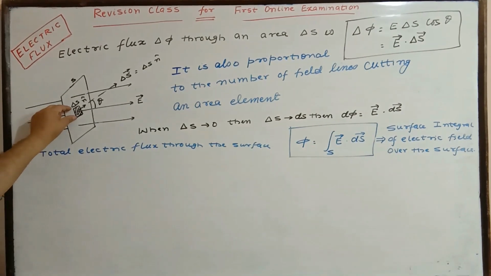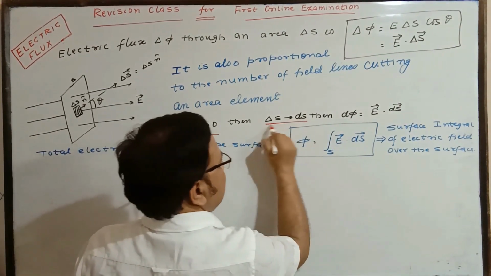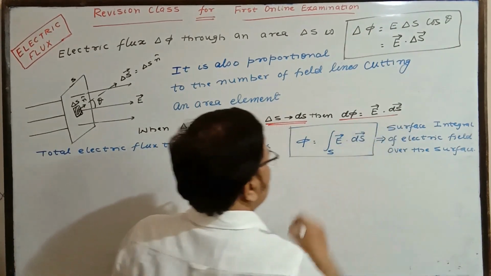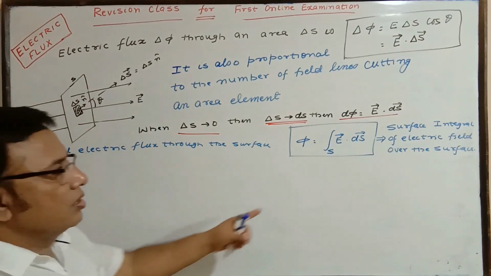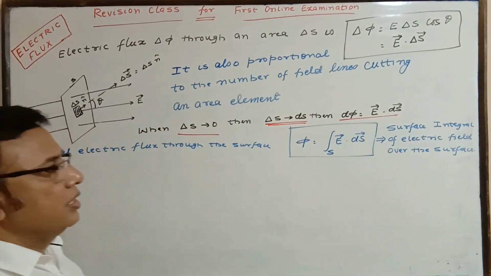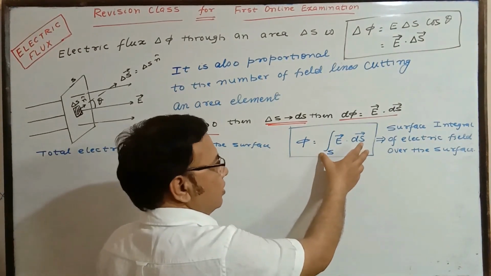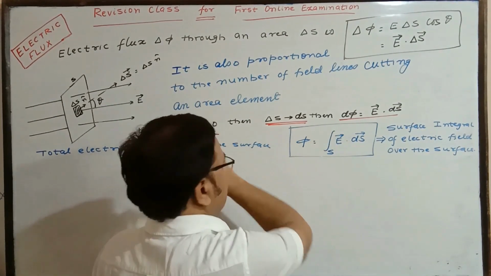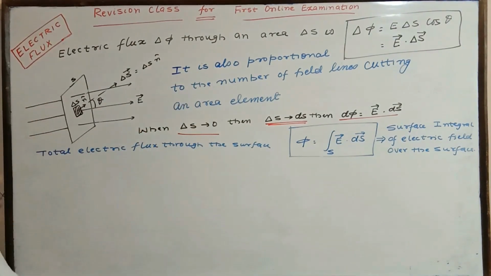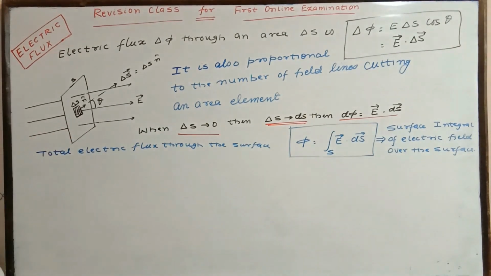If this area is very small or negligibly small, then you can say delta S tending to 0. Then this can be written as d phi, and this delta S is changing to dS, and so d phi is E dot dS. Total flux through whole area is simply the integration over the surface, and that is called the surface integral of electric field over the surface. This whole section is called surface integral of the electric field over this surface, that is S. That is what we have. There are some special cases of it, so that is what we are going to discuss.